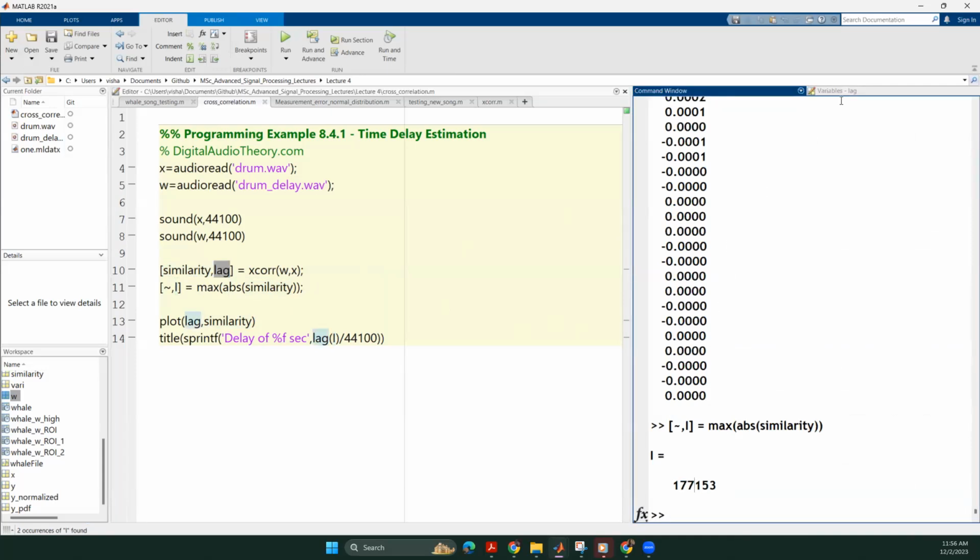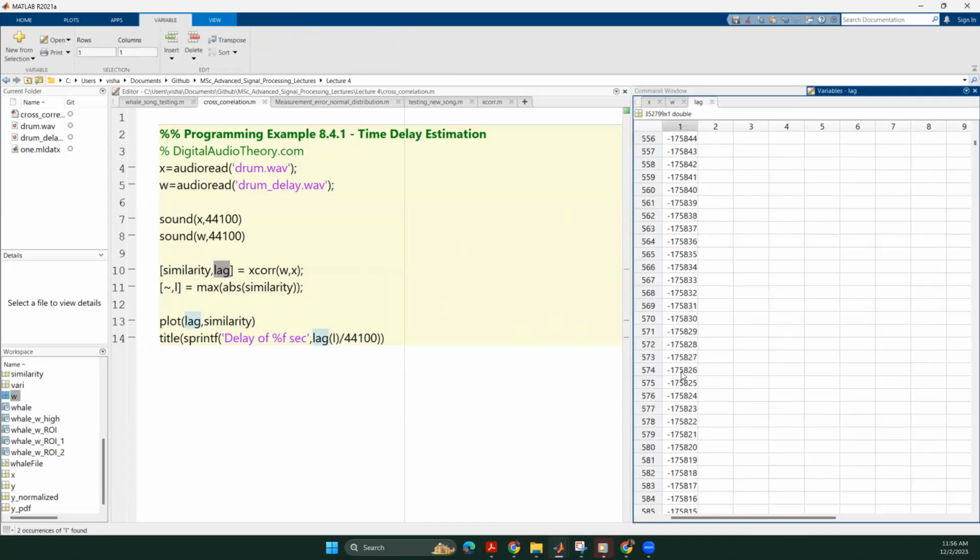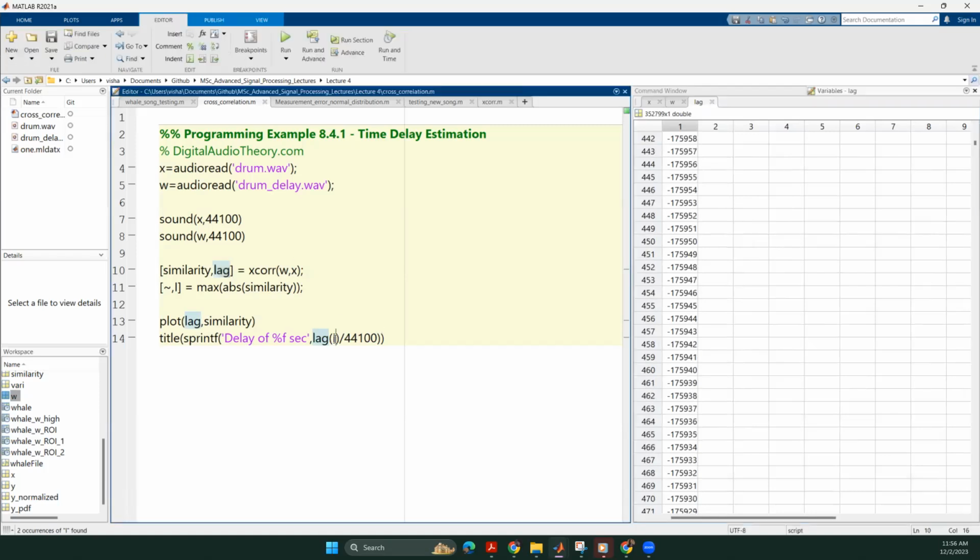The lag value is found from this array, and the lag value should correspond to the index that I found, which is i. So inside the lag, I find the ith index, and that will correspond to the lag value.